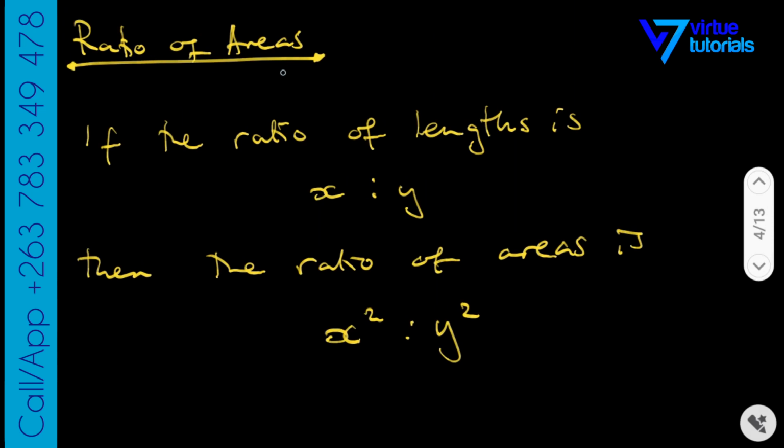Now, for similar shapes, we can also establish the ratio of the areas. If we know the ratio of the lengths of the two shapes, then we can also establish the ratio of the areas. Here's a general formula for you. If the ratio of lengths is x is to y, then the ratio of areas is x squared is to y squared. So you simply square the ratio of lengths to get the ratio of areas.